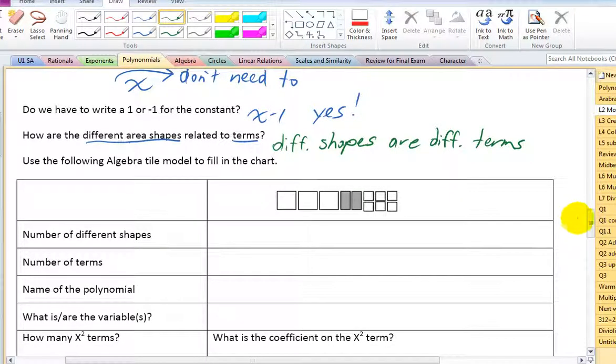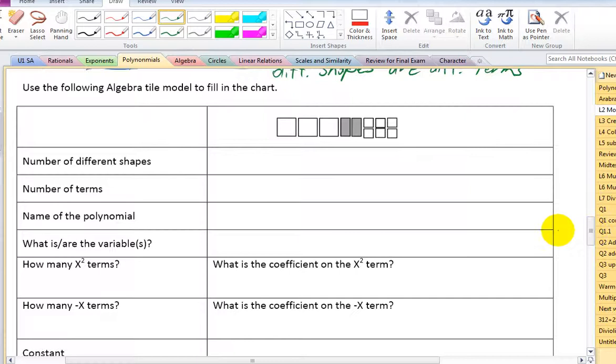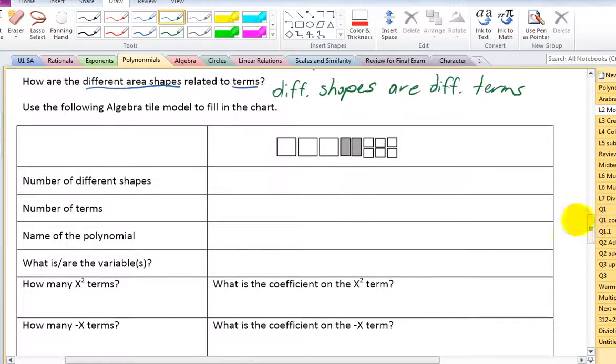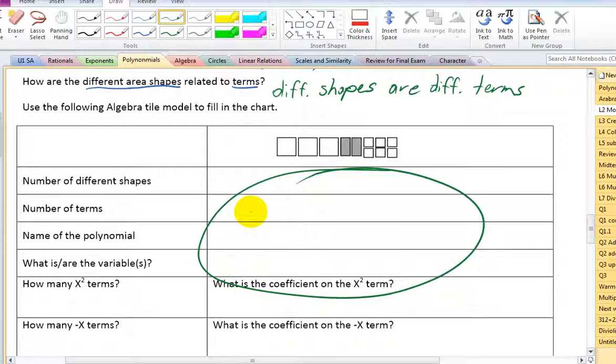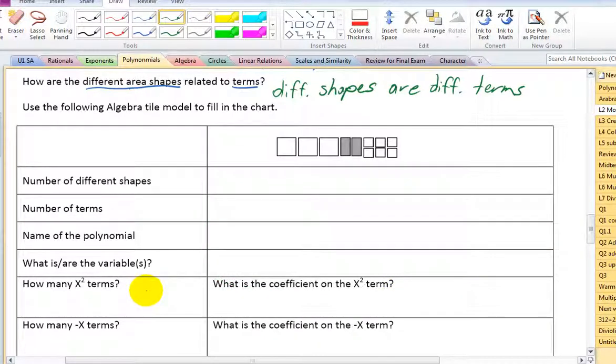All right. So we have here an algebra model. What we're going to do now is answer these questions right here. Go. Answer as many of those questions in the chart as you can, and catch up to each other. Number of different shapes are 3, right? Big squares, rectangles, little squares. Number of different terms are 3.